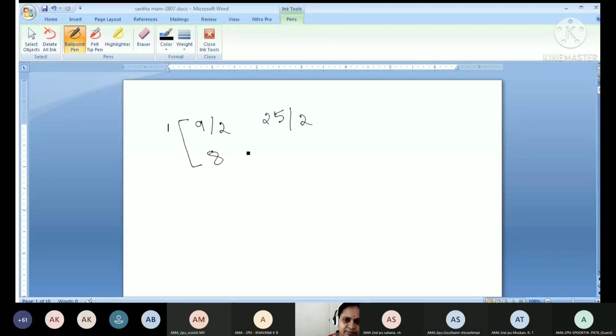Okay. This is the answer for yesterday's homework. Whoever solved this correctly, very good. Whoever has not solved it, try once again today, because today we are starting numericals only. That exercise we are going to solve.